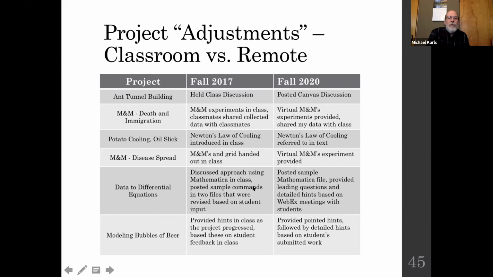Data to differential equations. That one I had to do a lot of discussion throughout the project because students were having some trouble with it, so I had to help them through that. This time I just posted a sample and detailed hints based on meetings with students. And for the bubbles of beer project, I provided hints followed by detailed hints based on work that the students had submitted. Again, I did this, I think, through postings in my Canvas webpage.